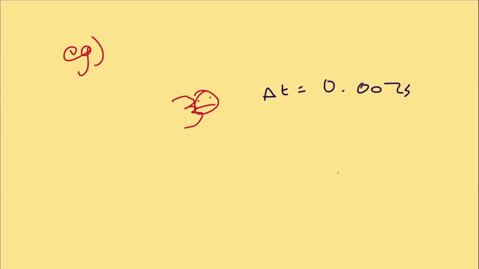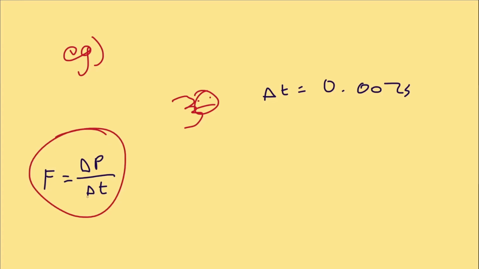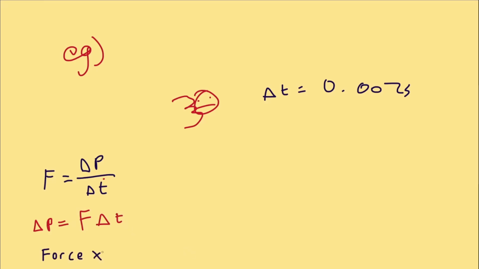Now what's impulse? Remember, Newton's second law in terms of momentum: the net force being applied is the rate that momentum changes, which is this formula right here. Let's multiply both sides by t, and we get this. Change in momentum is equal to force times change in time. The force multiplied by the time interval is equal to impulse.